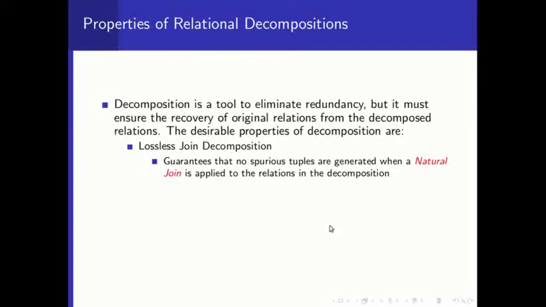Given a relational instance, if you decompose that instance into two with a common attribute, and if you take the natural join back again, then the resulting instance should not contain any spurious tuples. Therefore, the lossless join decomposition property guarantees that no spurious tuple will be generated. And the second property that is desirable is dependency preserving decompositions. It is not just desirable; it is required. Therefore, two properties: lossless join decomposition and dependency preserving.